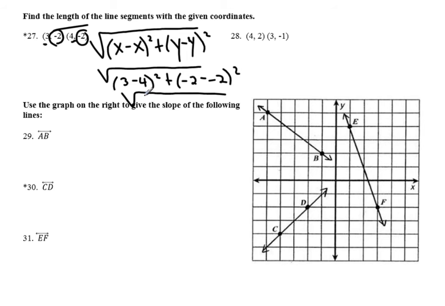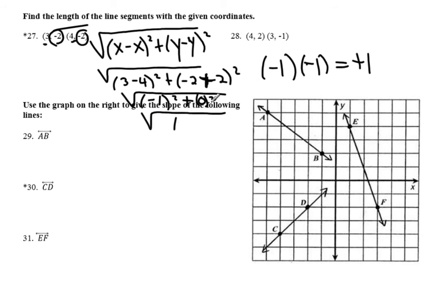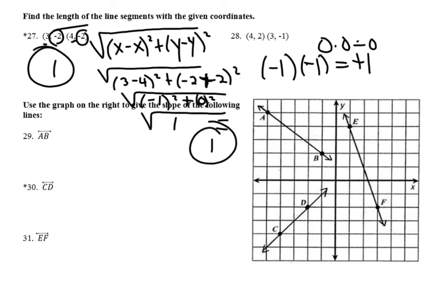3 minus 4 is negative 1, and I'm going to square it. Plus negative 2 plus 2 is 0 squared. Negative 1 squared is like saying negative 1 times negative 1, and that equals a positive 1. And 0 squared is 0 times 0, which is 0. So the square root of 1 is 1, and that's the length.